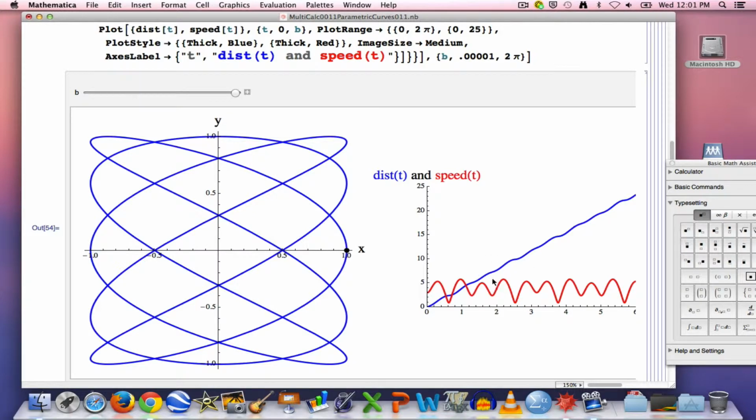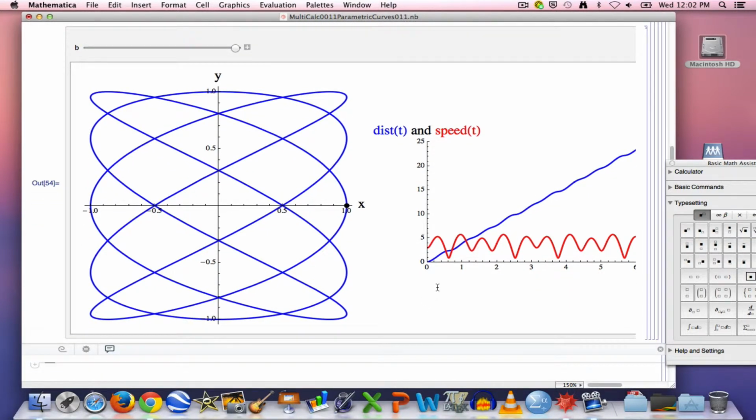This is the speed and distance traveled. The speed is in red, and the distance traveled is in blue. The speed goes up and down. It speeds up, it slows down. The distance traveled is monotone increasing because the speed is always positive. The speed, the red graph, is the derivative of the blue graph. It's giving you the slopes of the blue graph. The blue graph is found by integrating the red graph. We used NIntegrate to do that, starting at a distance traveled of 0 when time is 0.